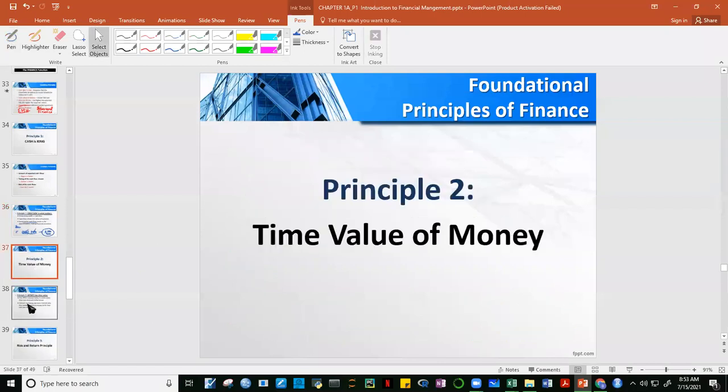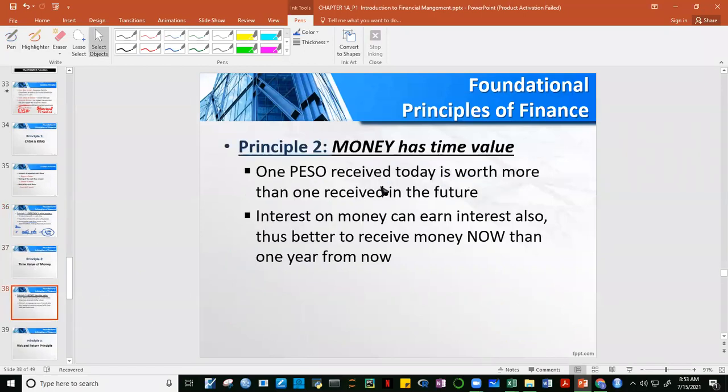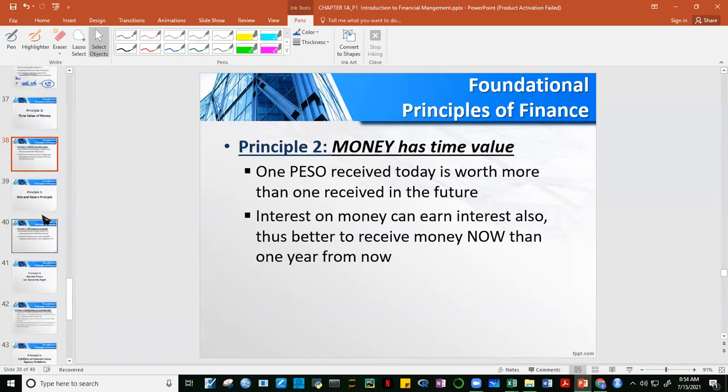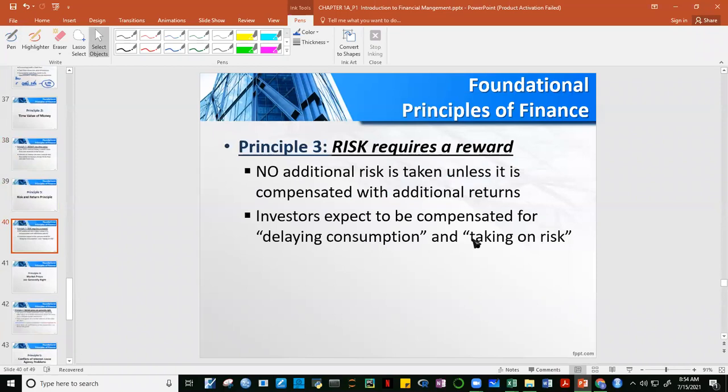Time value of money naman, guys. We know this, that 1 peso today is better than 1 peso received in the future. Kasi nga, possible na mag-earn ng interest yan, tapos may interest pa dun sa interest. Okay, so third is the principle of risk and return.